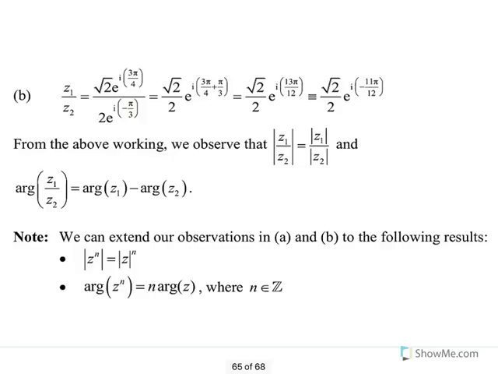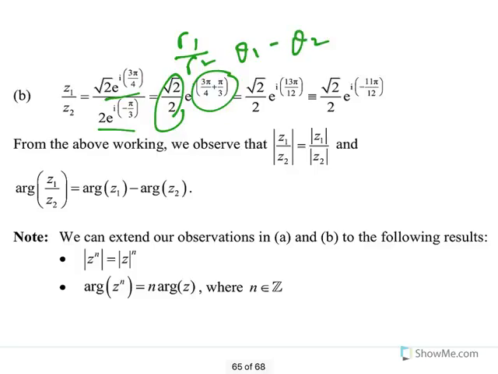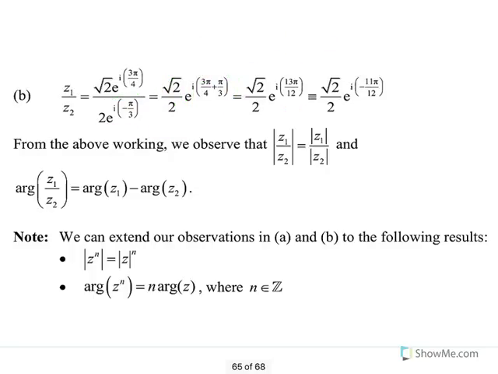If you look at part B, Z1 over Z2, again, this will be R1 over R2, and this will be theta 1 minus theta 2. But if you have theta 1 minus theta 2, this is 13 pi over 12. So after our arithmetic operation, we look at the theta. Is the theta in the principal range? Yes or no? No, okay, very good. You're with me.